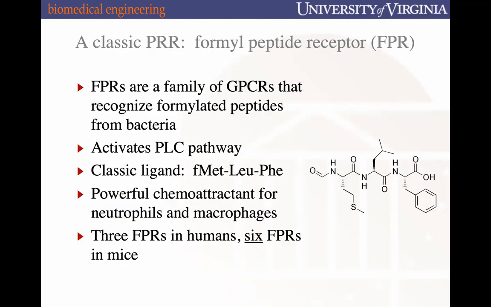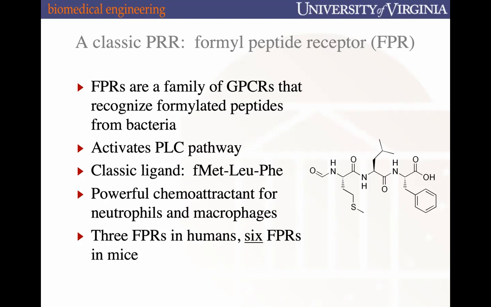Okay, one extracellular pattern recognition receptor we have is the formyl peptide receptor, FPR. It is a family of G protein coupled receptors that recognize formylated peptides. Typically during translation, most of our proteins begin with a methionine.